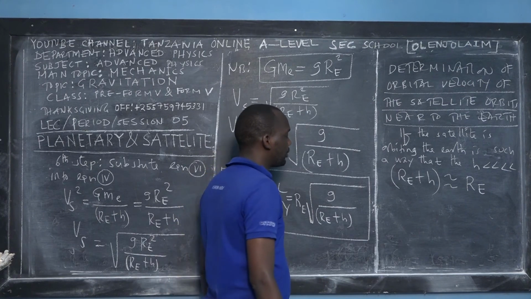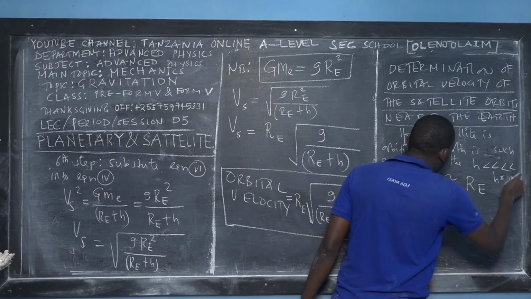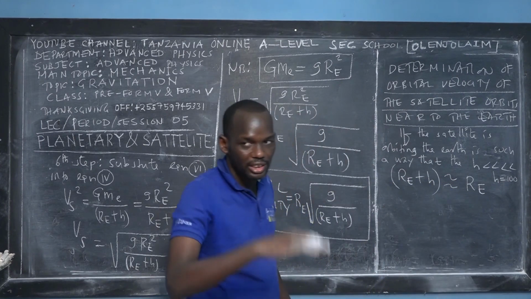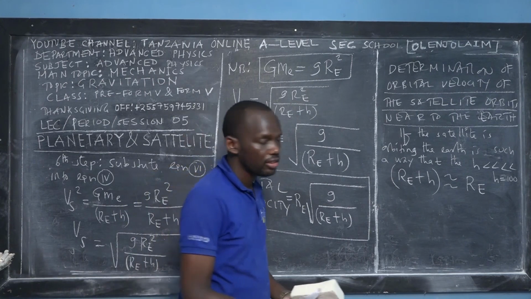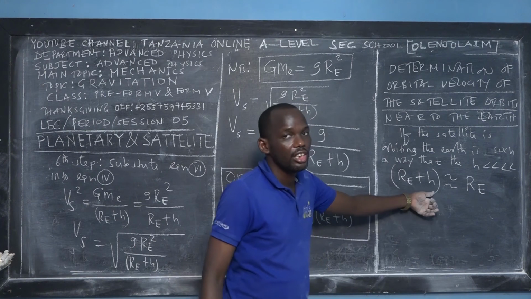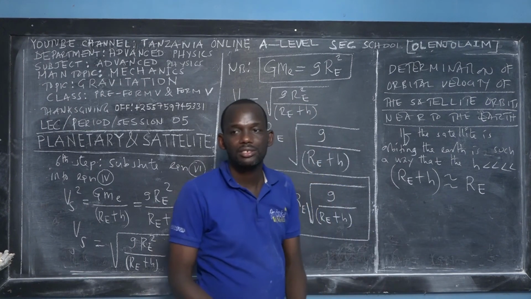So what does it mean? For example, if you find that the satellite is revolving the Earth at, let's say, 100 kilometers, that is negligible because it's near the Earth's surface, right? So if negligible, it means the sum of the radius of the Earth and the height where we place the satellite is approximately equal to the radius of the Earth, right?